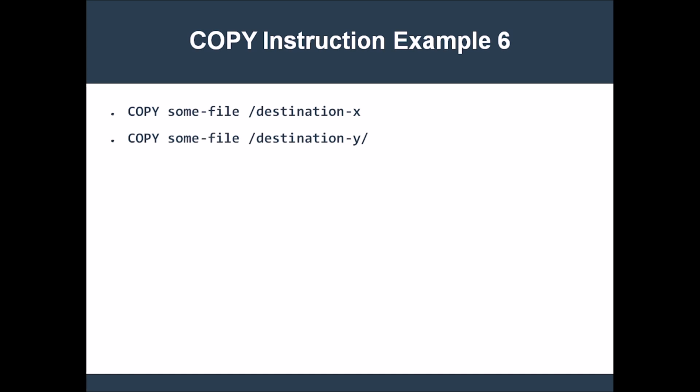What do you think the difference is between these two lines? The first line copies some file over to the root directory of the new image. But note that the file is given the name destination_x, not some file. The second line copies some file to destination_y/some file on the new image.